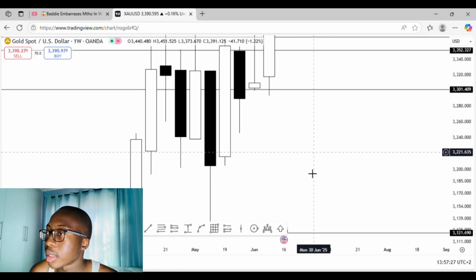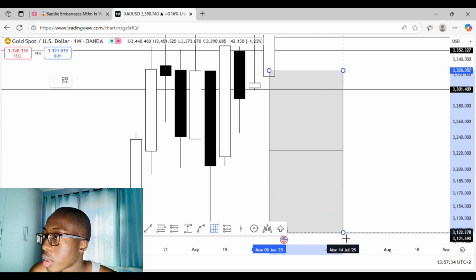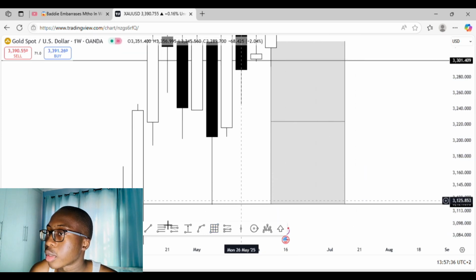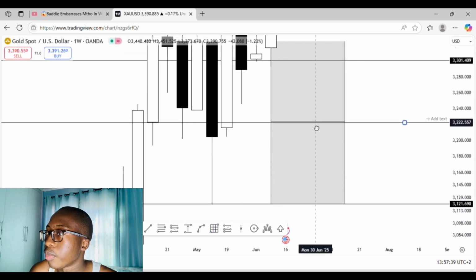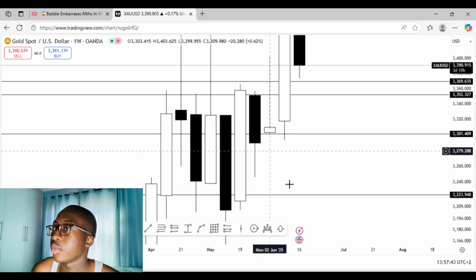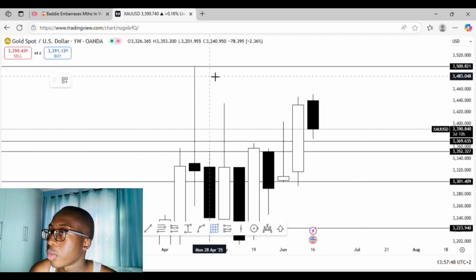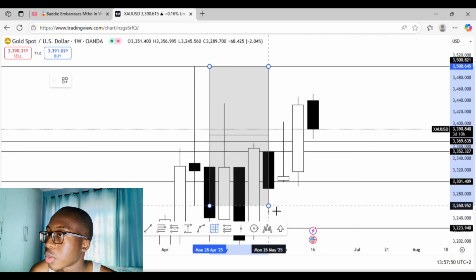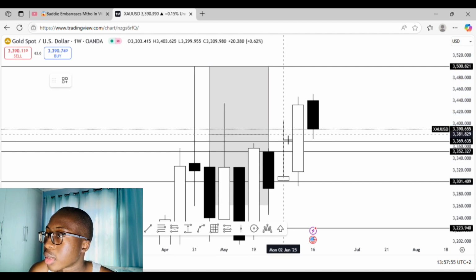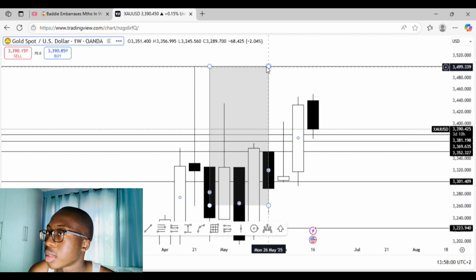So in this instance, let's just find a zone for this one there. Let's find a zone for this one there. Okay, so as you can see, we have a beautiful zone. And as you can see, the current market closed above, so that tells you that we are still looking for what? We are still looking for buys in this instance.